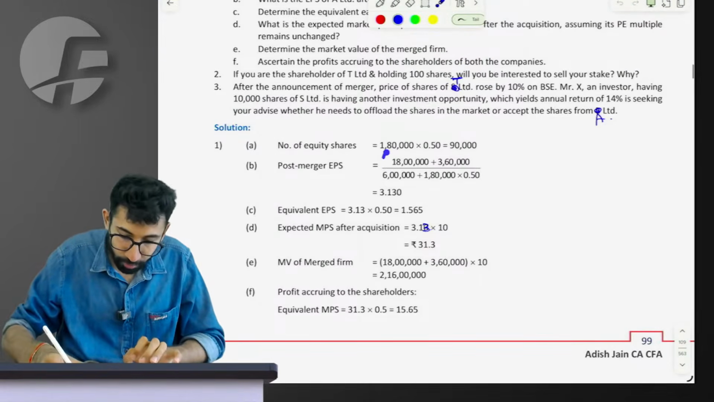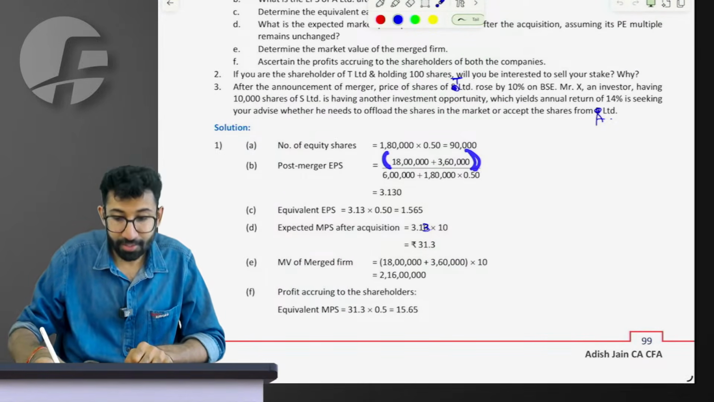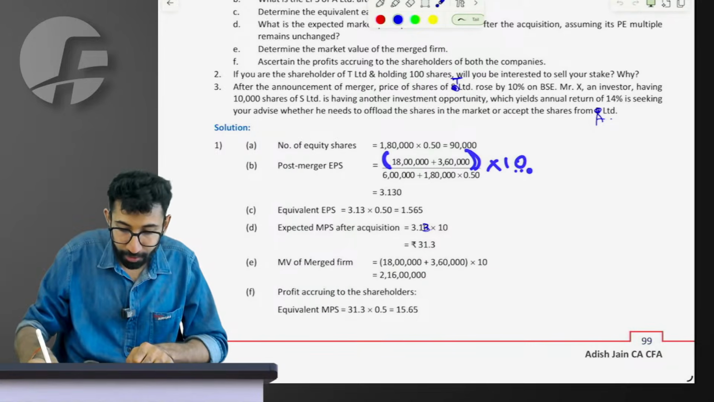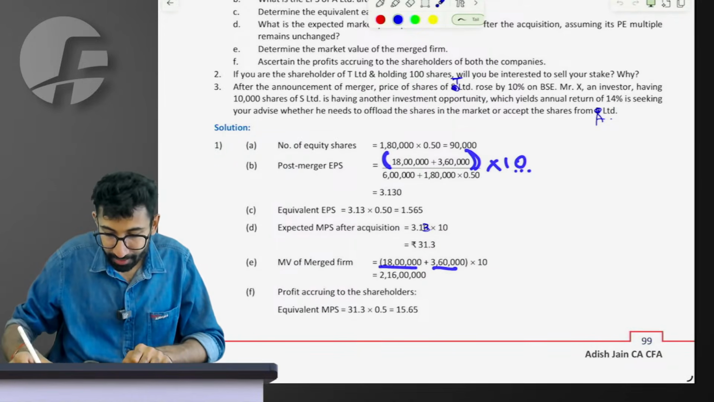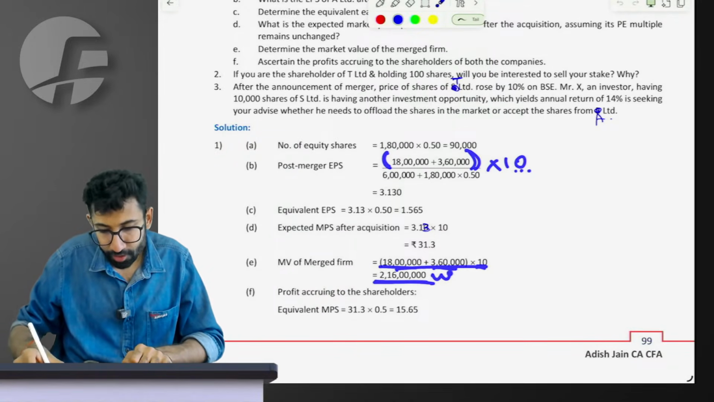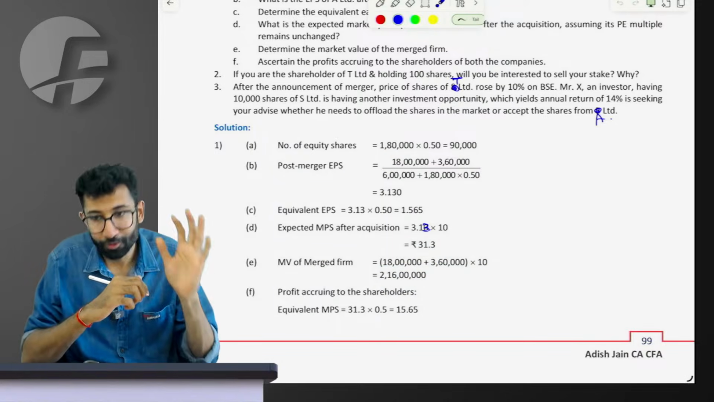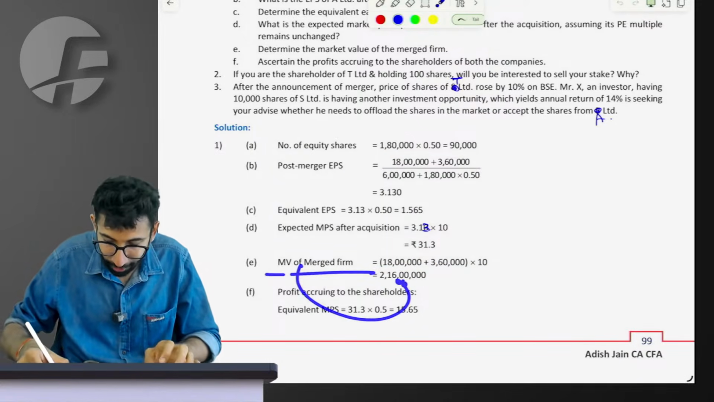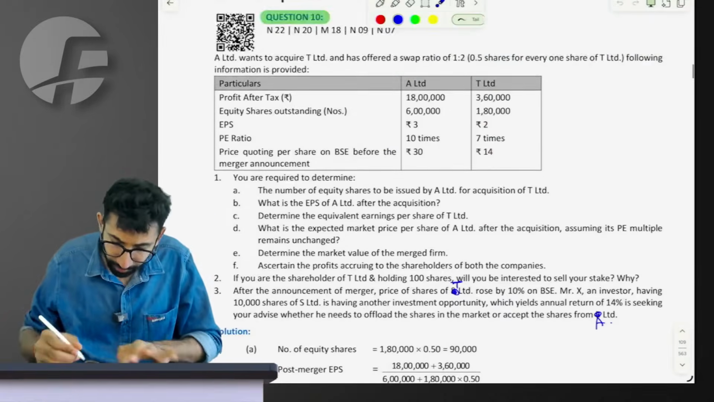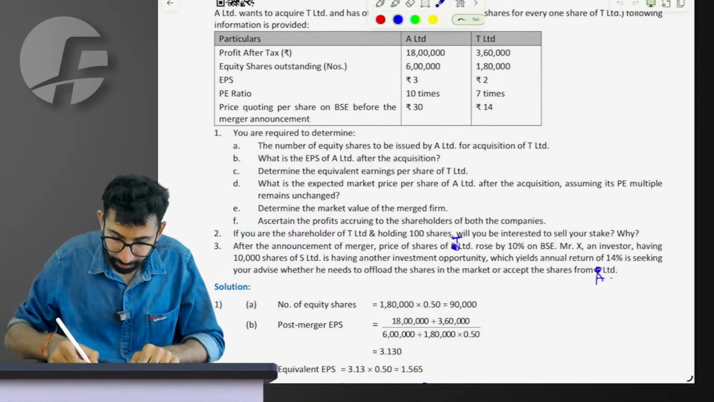Sir, how much is post-merger PAT? 18 plus 360 into how much is post-merger PE? 10. So 18 plus 360 into 10 gives you around the same value as you calculate using the first method, subject to rounding difference. So that is the market value of the merged firm. That is also clear. Next, determine the market value.